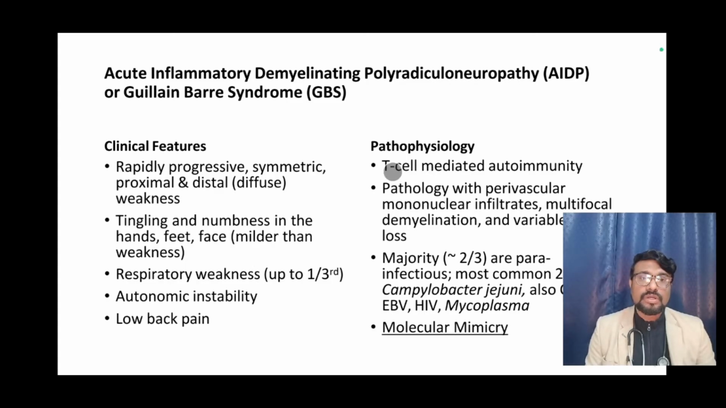Pathophysiology: it is a T-cell mediated autoimmune disorder. Pathology with perivascular mononuclear infiltrates and multifocal demyelination can occur. And in 2/3 of the cases, it is associated with preceding infections, most commonly Campylobacter jejuni, Epstein-Barr virus, HIV and Mycoplasma. Molecular mimicry is another pathophysiology that can lead to AIDP.